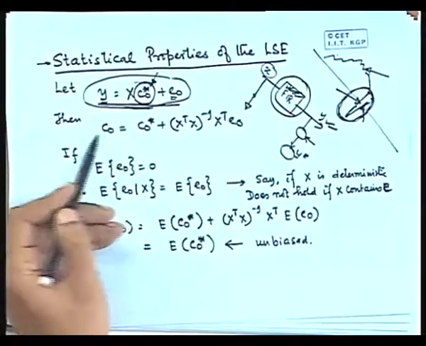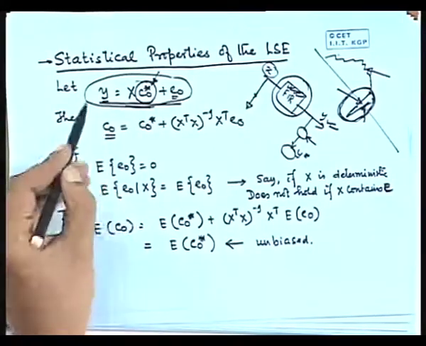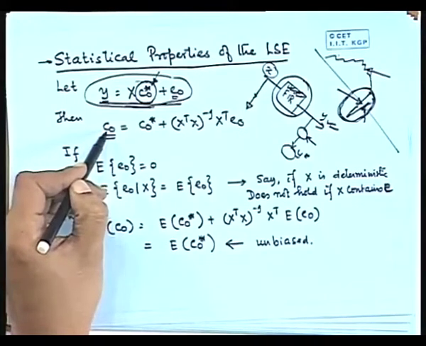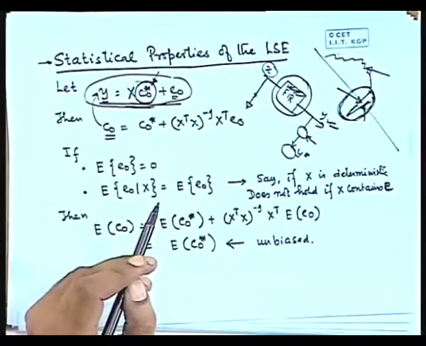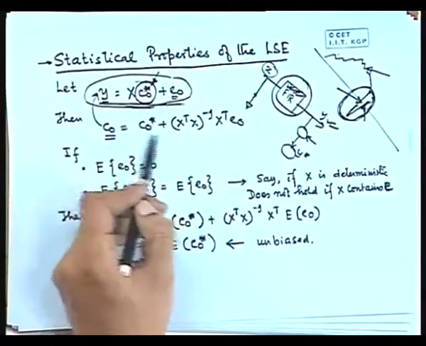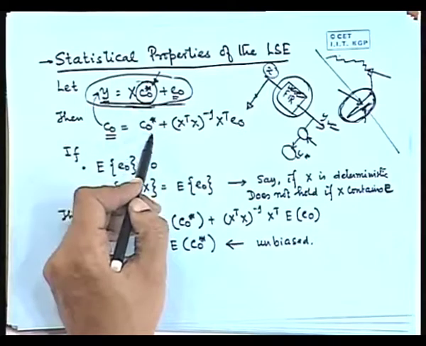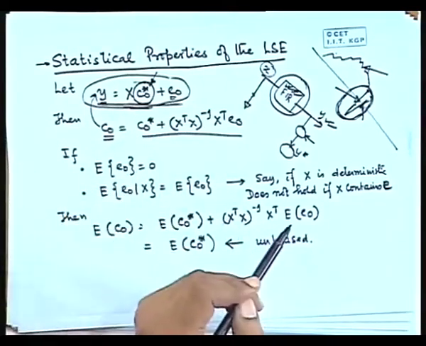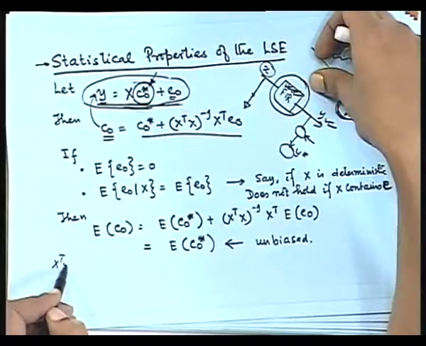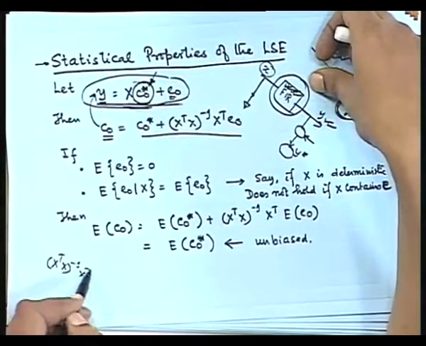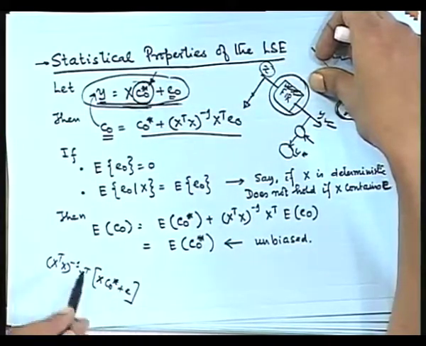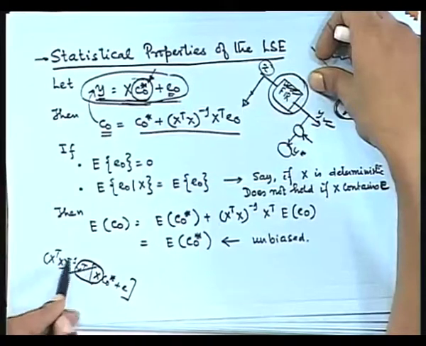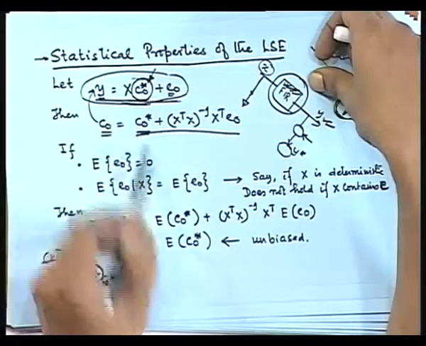So after all, what is my C0? C0 is my LSE that is generated from y using the equation (X transpose X) inverse X transpose y. Now if you put y equal to this, you will find that the equation comes to this: (X transpose X) inverse X transpose, and now I put y in terms of X C0 star plus E. So this X transpose X, this and this will get cancelled, and you will get C0 star here.